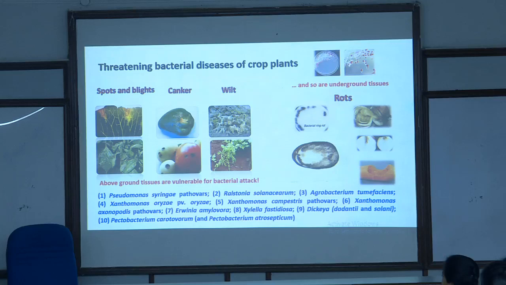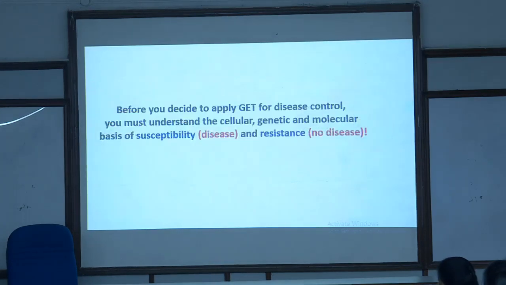And we have Erwinia amylovora. Of course, we don't have this problem in our country, but it's an internationally well recognized plant pathogen. Xylella fastidiosa, Dickeya, Pectobacterium, and so on. So what I'm trying to highlight here is that although 200 bacterial species are known to cause plant diseases, among the 200 the top 10 are highlighted here. They can attack both above ground and below ground portions, and they can really create devastation. Those slides were just to impress upon you the seriousness with which these pathogens damage crops, right?